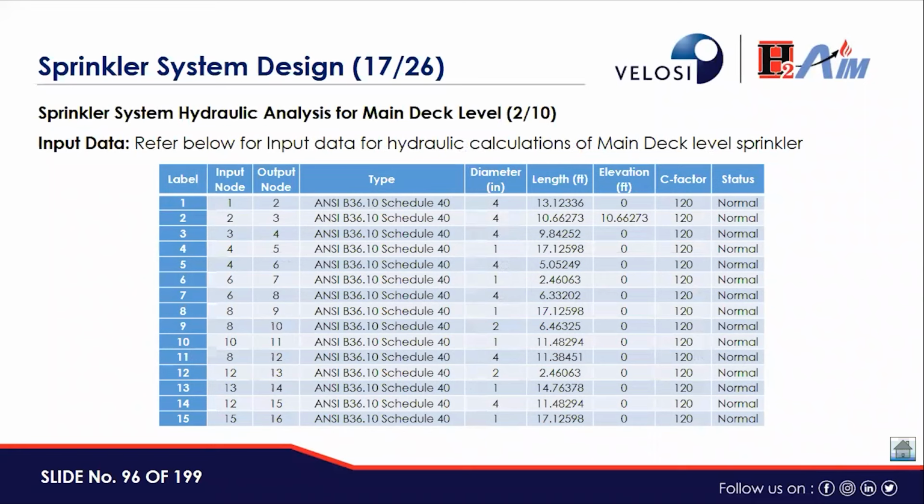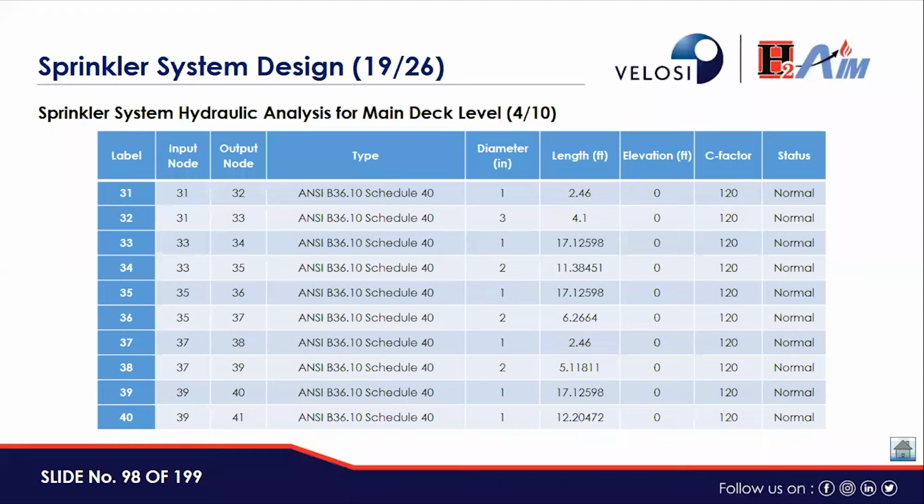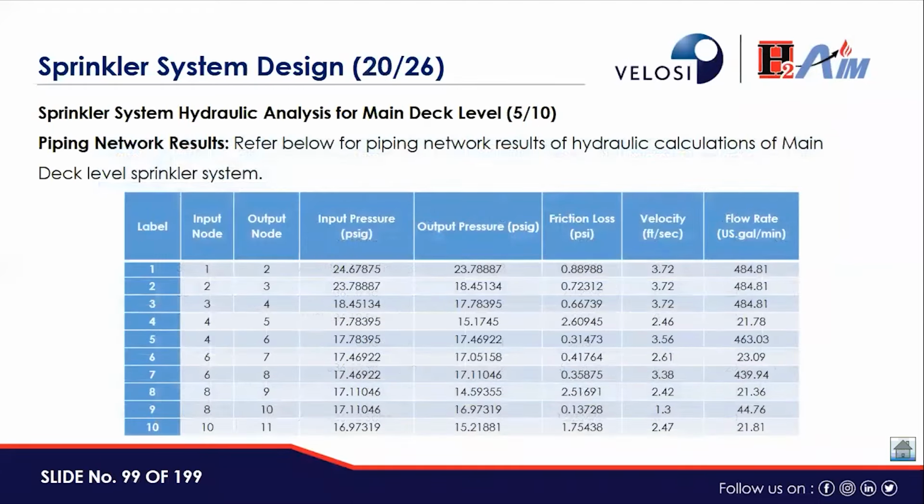Input nodes, output nodes, then diameter in inches, then length, elevation, C factor, which was used as 120. So this is basically the hydraulic analysis for the main deck levels for the fire sprinkler system. As I told you earlier, we used the PipeNet software. So these were the results. Refer below for the piping network results for hydraulic calculations of main deck level sprinkler system.